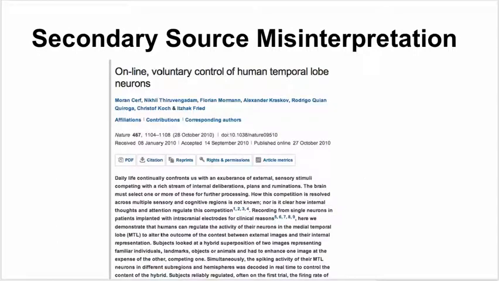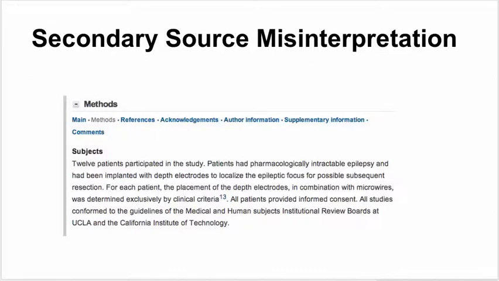And here's a good example of how secondary sources can misinterpret. The Facebook causes depression example is a good one, but here's another one. There's actually a video from one of the authors of this study online, and he recounts how this whole thing became misinterpreted. The study is called Online Voluntary Control of Human Temporal Lobe Neurons, and it is basically about how people perceive and if they can change their perception of something.